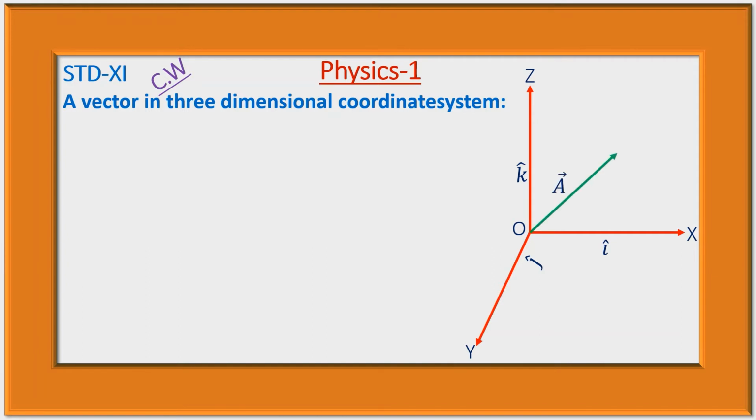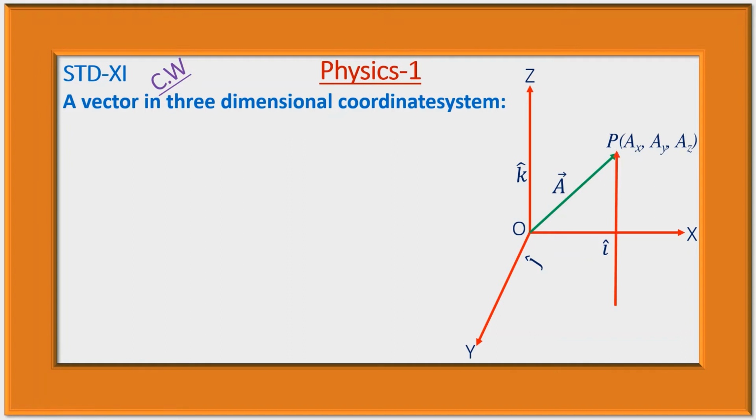And here the vector OP is the vector A, where O is the tail of the vector and P is the head of the vector, and the coordinates of point P are AX, AY, and AZ. That is, its X coordinate is AX, Y coordinate is AY, and Z coordinate is AZ. So this is our A vector. We will express it with its components.